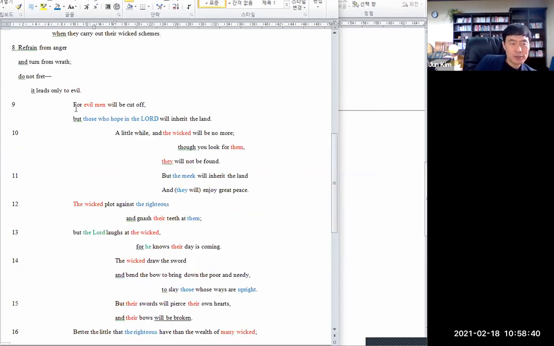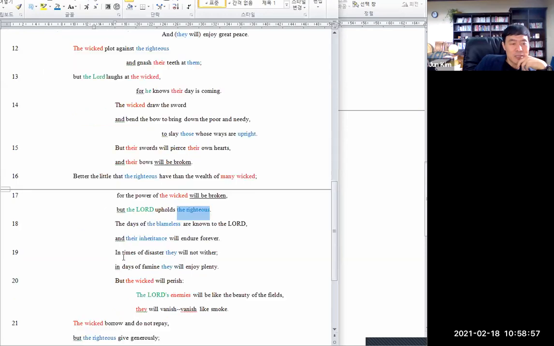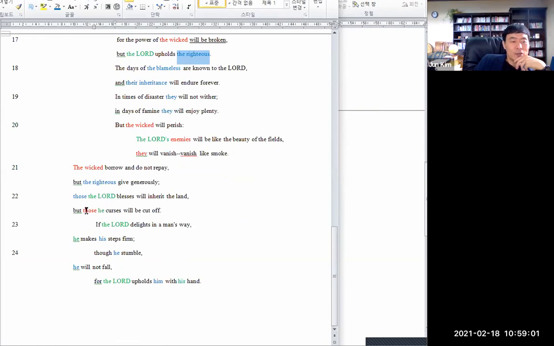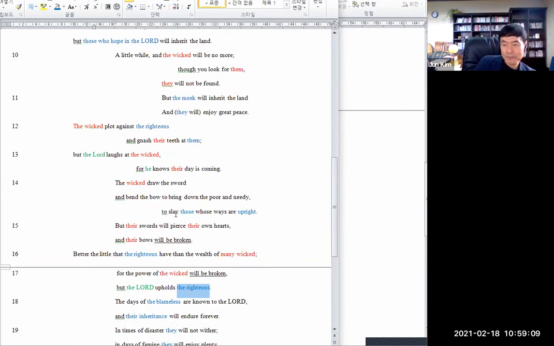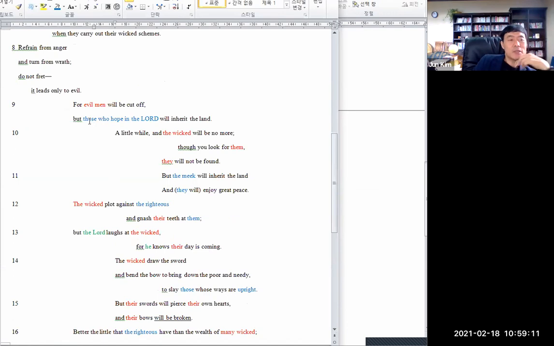So then let's try to understand what belongs to this idea. Here, for evil men will be cut off. Let's just focus on the evil man, okay? For evil men will be cut off. The wicked plot against the righteous. The wicked borrow and do not repay. But those he curses will be cut off. So that's the idea. What about the righteous? But those who hope in the Lord will inherit the land.